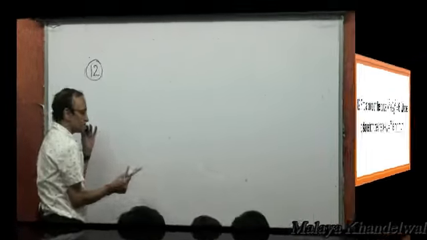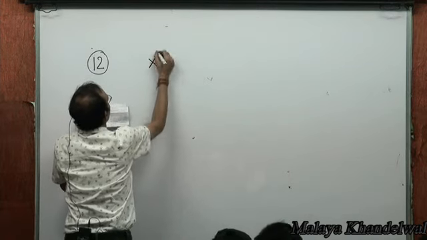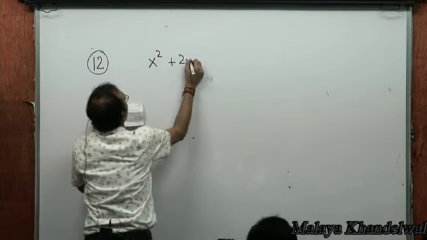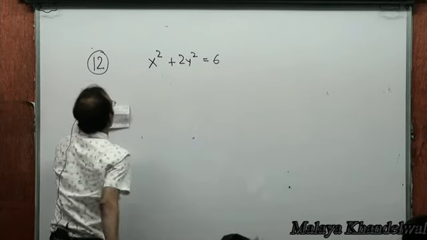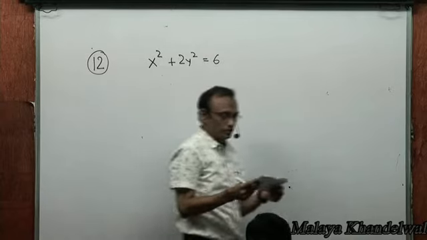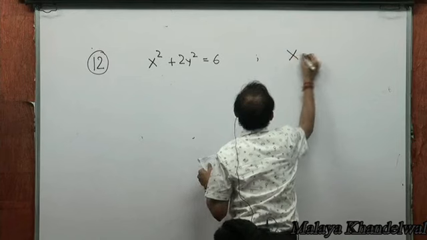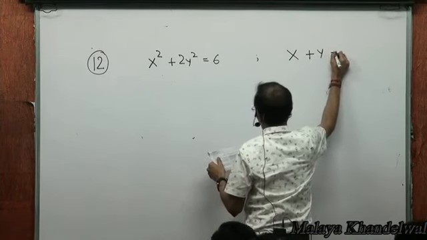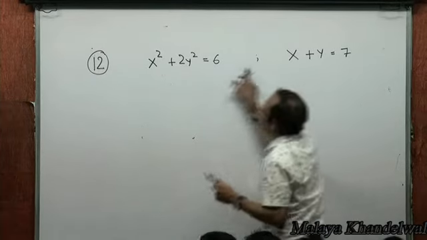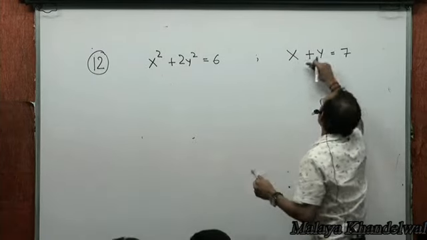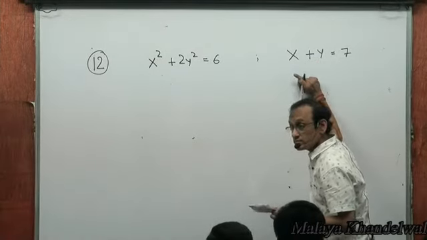Problem number 12 of the sheet. There is a curve x squared plus 2y squared equal to 6. We want to find a point on the curve whose distance from the line x plus y equal to 7 is minimum. So we want to find a certain point on the curve whose perpendicular distance from this line is the smallest it could be, right?